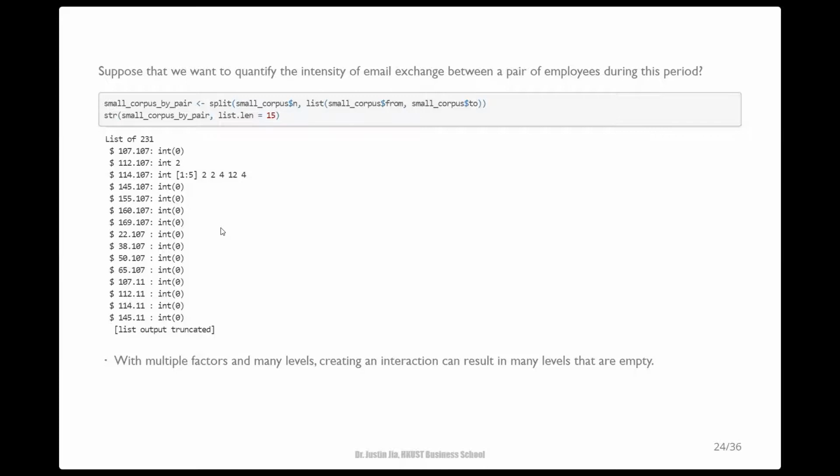Suppose we want to quantify the intensity of email exchanges between any pair of employees in this dataset. We can use the split function to split up the rows according to the combination of the from factor and the to factor. Because there are too many combinations to be listed in a limited amount of space, R only gives a truncated view of this result.